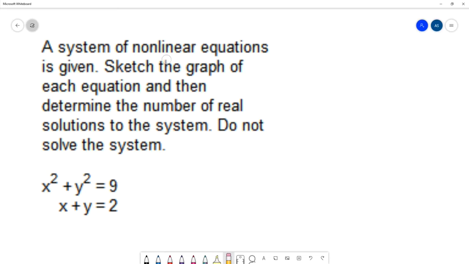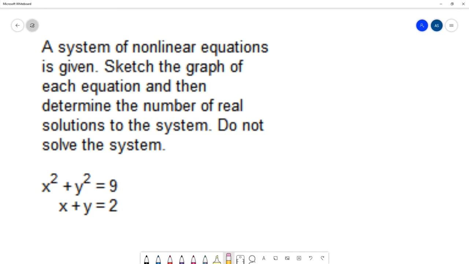A system of nonlinear equations is given. Sketch the graph of each equation and then determine the number of real solutions to the system. Do not solve the system. So once again, we are looking at a system of equations, x squared plus y squared equals 9, x plus y equals 2. And our goal is to draw a picture of these two equations.